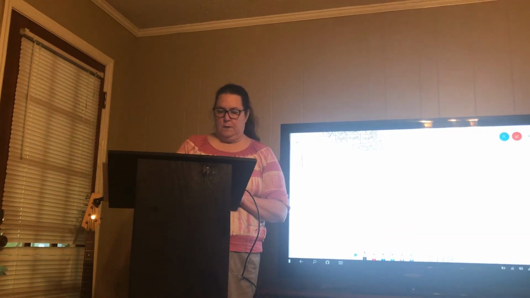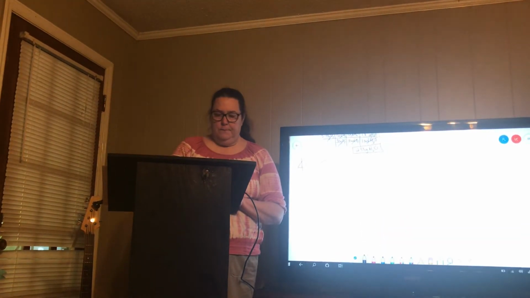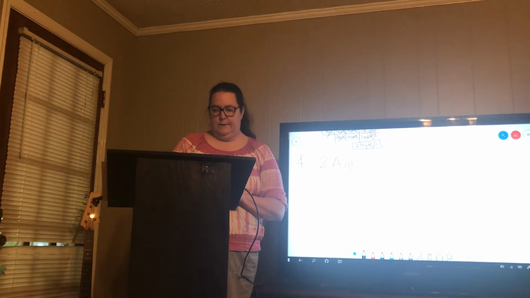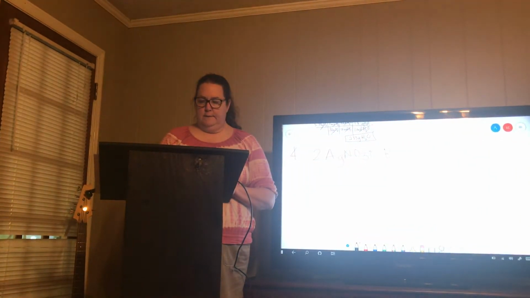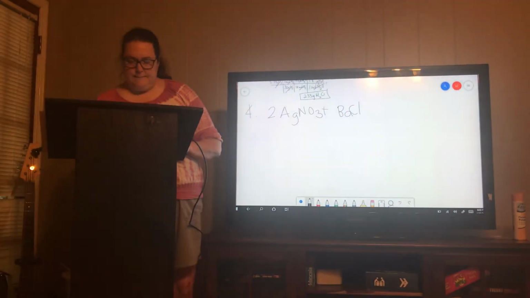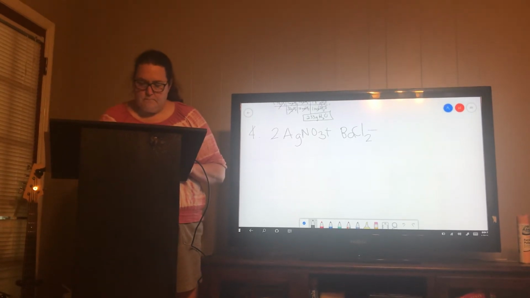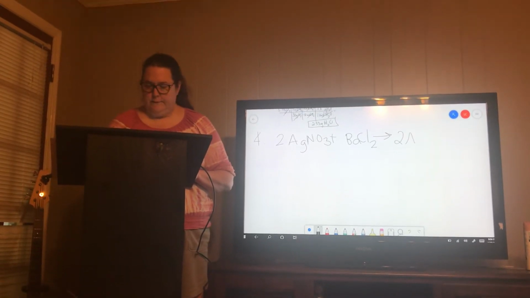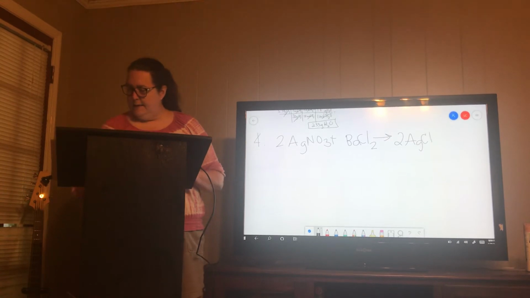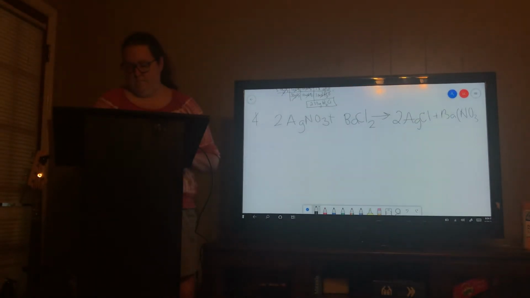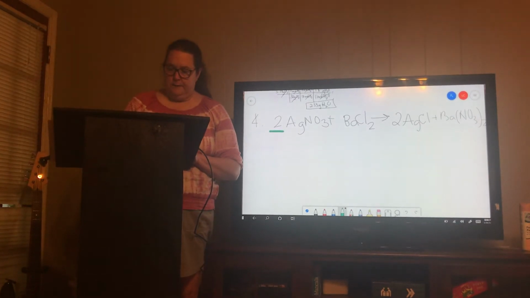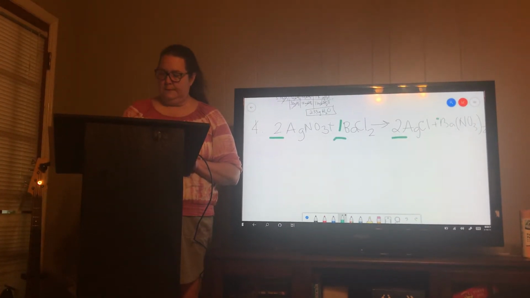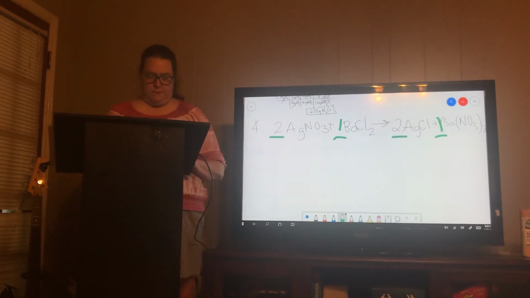Okay, so number 4 is I have 2 silver nitrates plus barium chloride, and this is balanced. I've checked it. It gives 2 silver chloride, and then plus barium nitrate. All right, so my coefficients here, this is like a 1, 2, this is like a 1. Okay, so those are my moles.